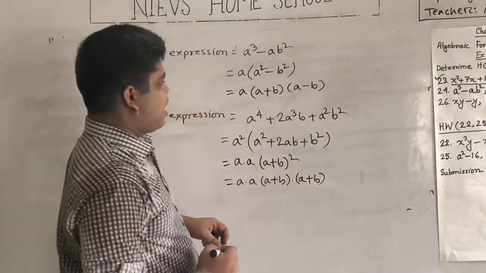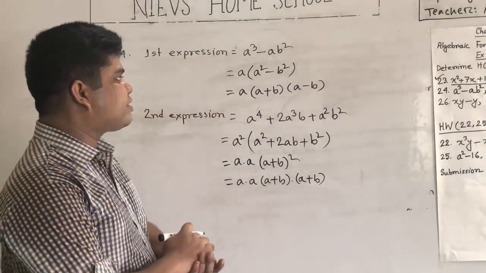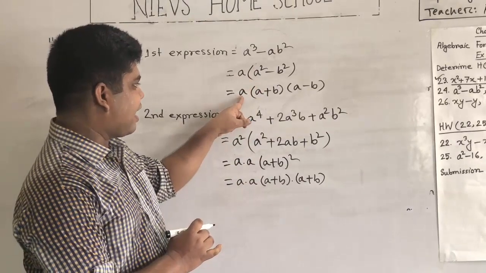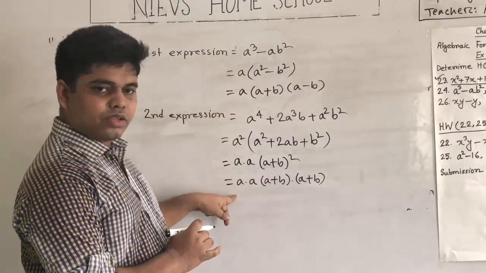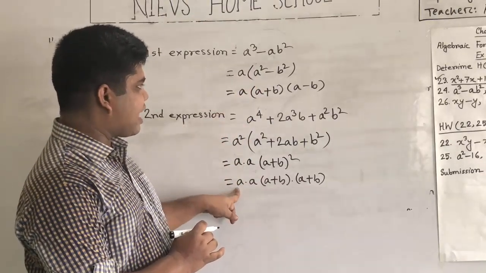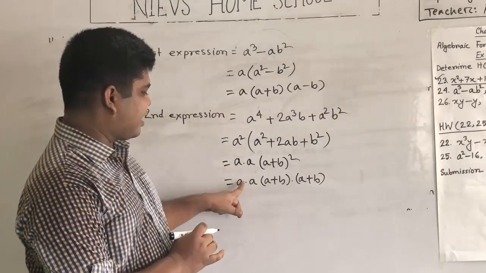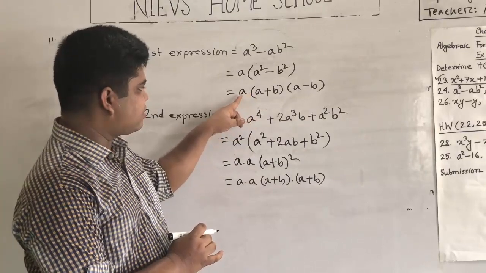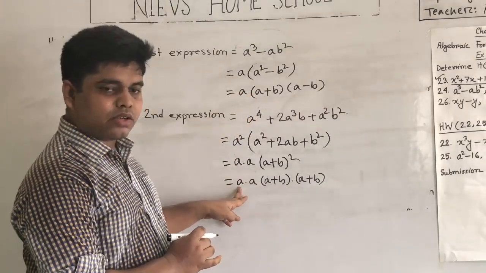Okay. Now we check which numbers are common in both expressions. Students, notice at first a is common, so we take a as a common factor. Again, this has a, but here there is only one a. For this reason, we take only a as common.